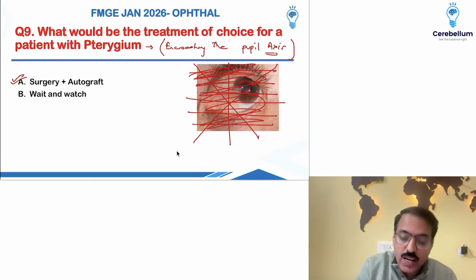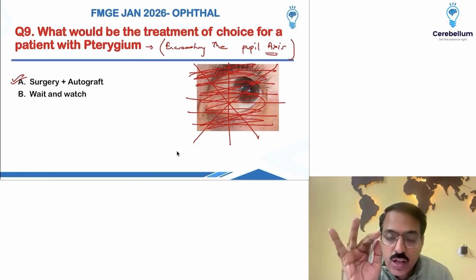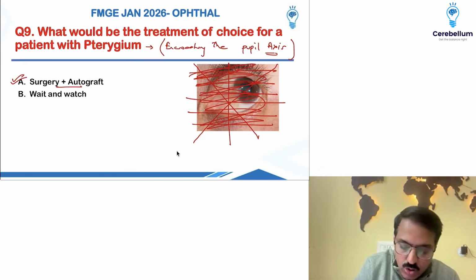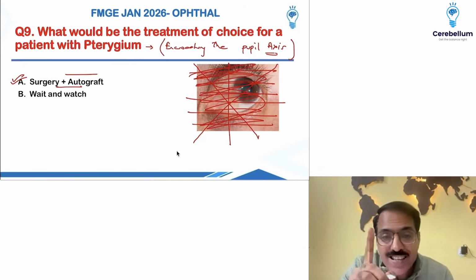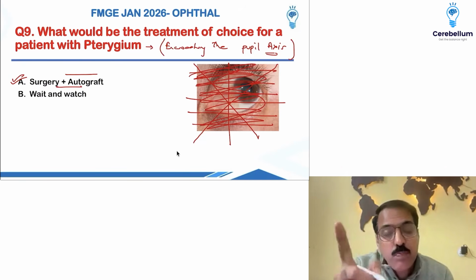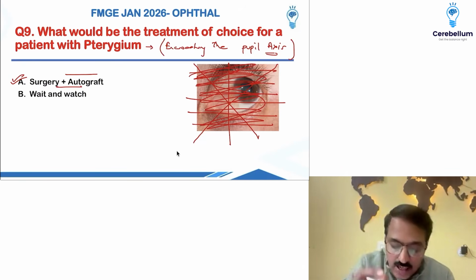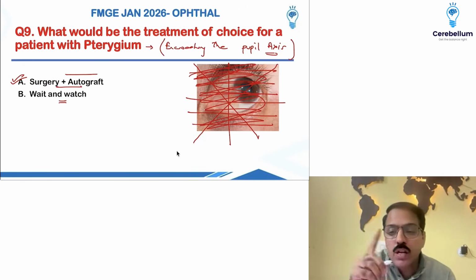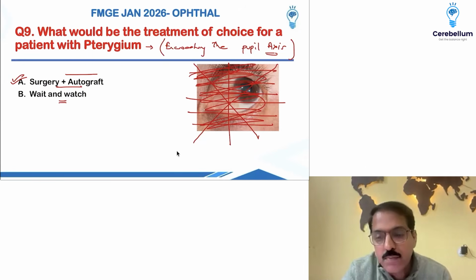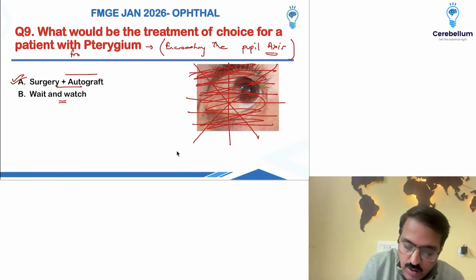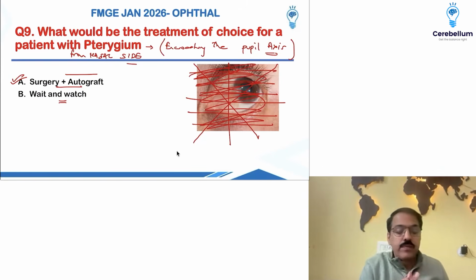ठीक है. तो अगर खाली टेरिजियम था, एंक्रोचिंग द कॉर्निया था, देन द ऑप्शन इज सर्जरी प्लस ऑटोग्राफ्ट. बट इफ द क्वेश्चन सेड कि इट इज एंक्रोचिंग द प्यूपिल एक्सिस, देन इट वुड बी वेट एंड वॉच. यू वांट द टेरिजियम टू ग्रो. फ्रंट नेजल साइड भी ठीक है. सारे टेरिजियम नेजल साइड ही होते हैं.